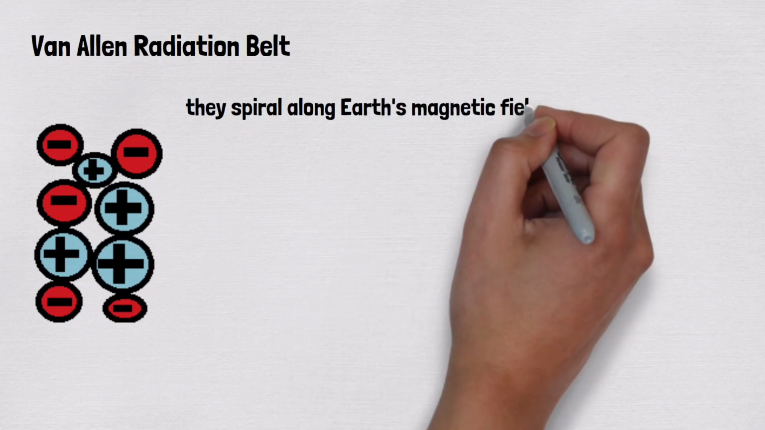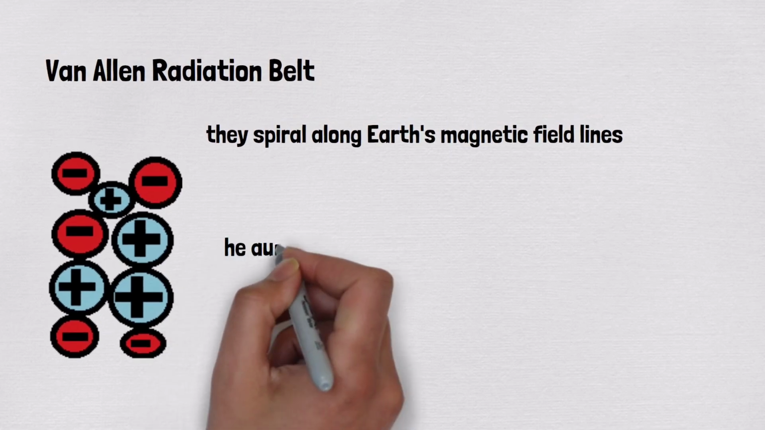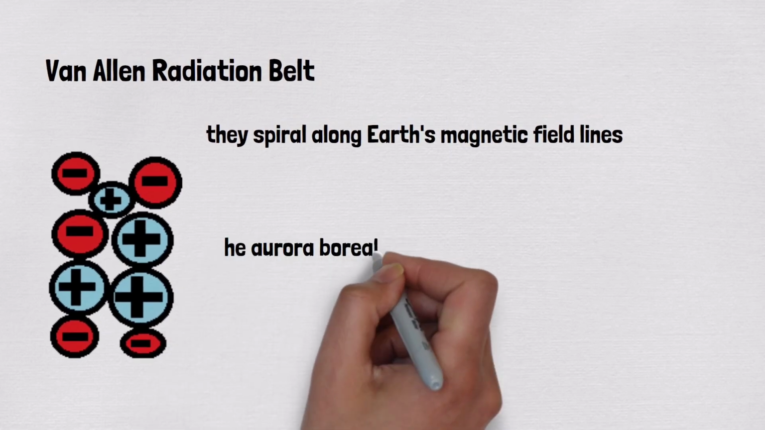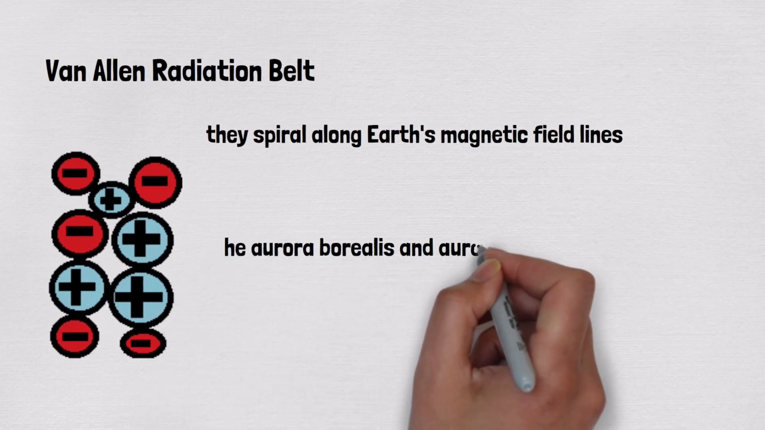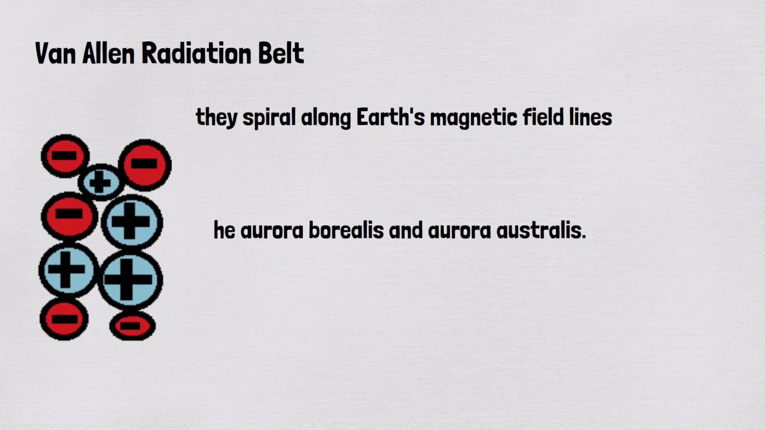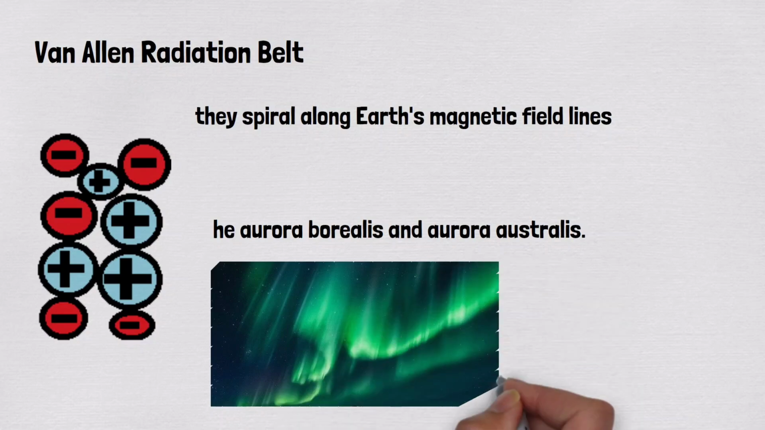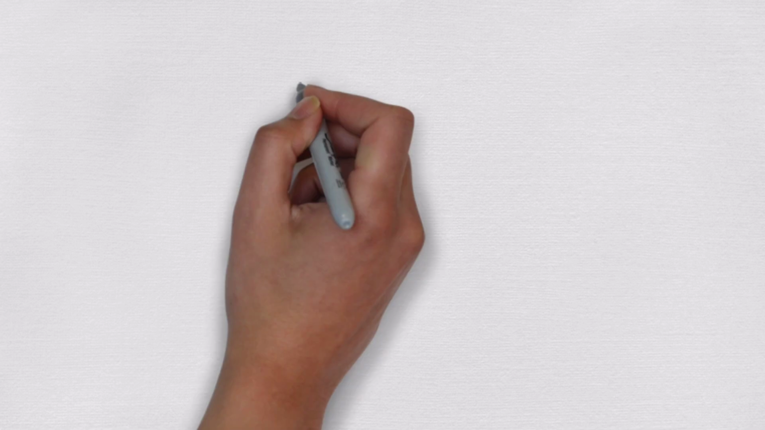These particles travel along magnetic field lines toward the poles, creating the stunning light displays of the aurora borealis and aurora australis. Aurora's charged particles transfer energy to nitrogen and oxygen gas molecules, causing them to emit light. Each gas produces a distinct color, creating the mesmerizing auroras.